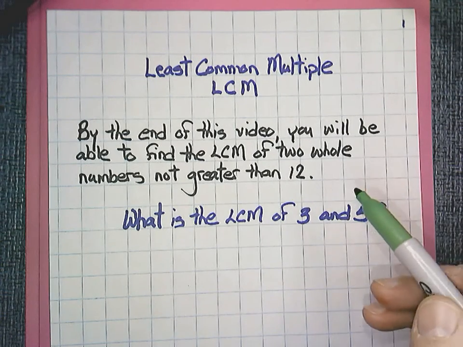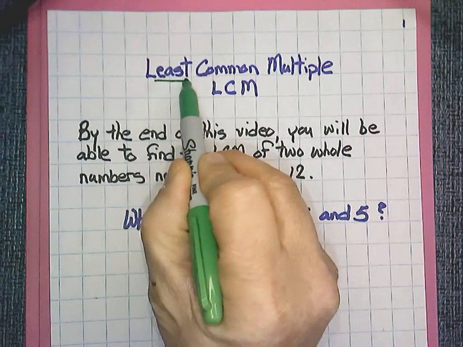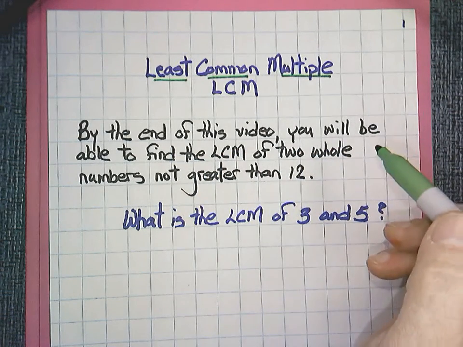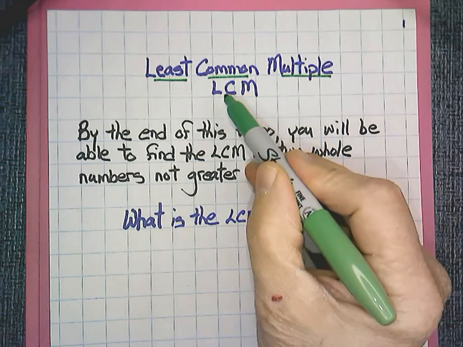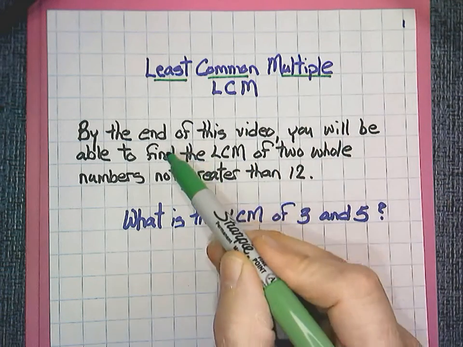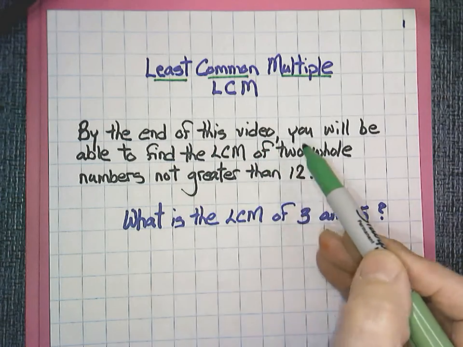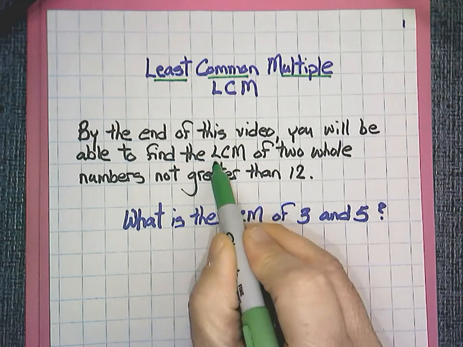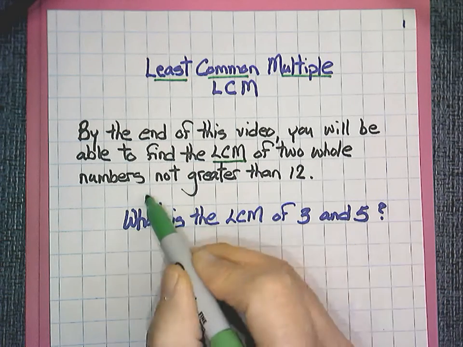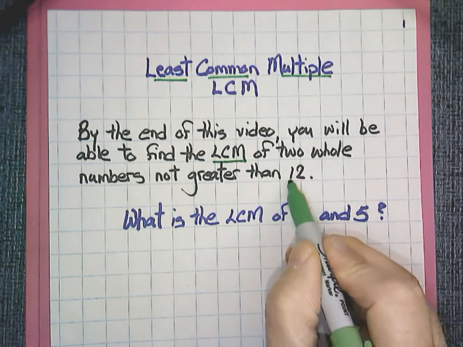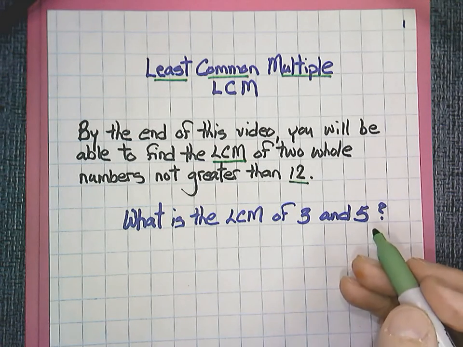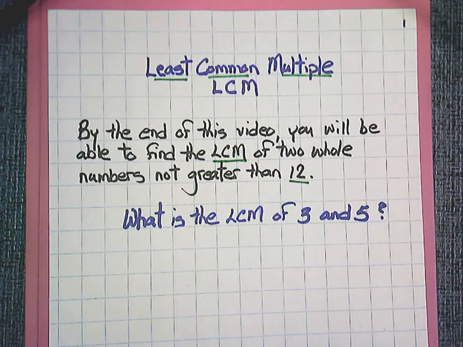Our topic today is least common multiple, also known as LCM. By the end of this video, you will be able to find the least common multiple of two whole numbers not greater than 12. Let's jump in.